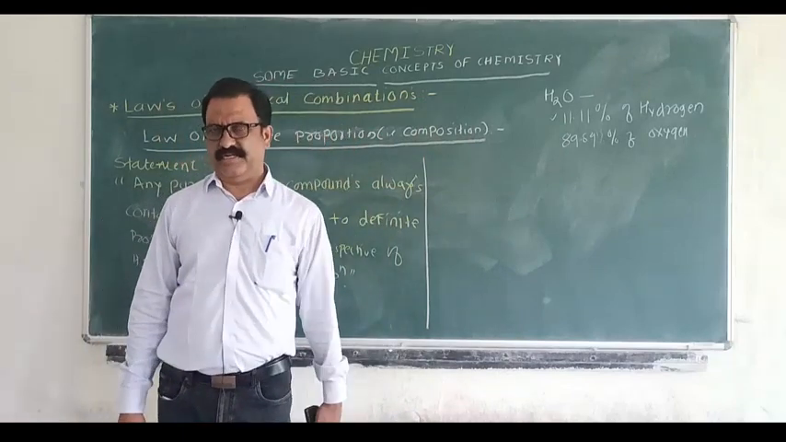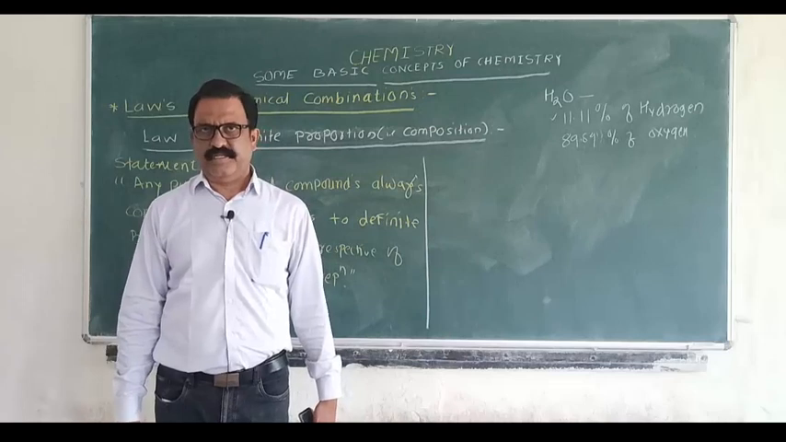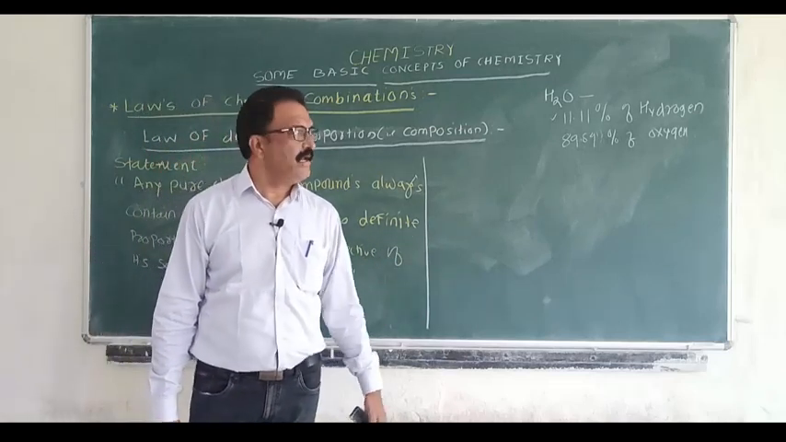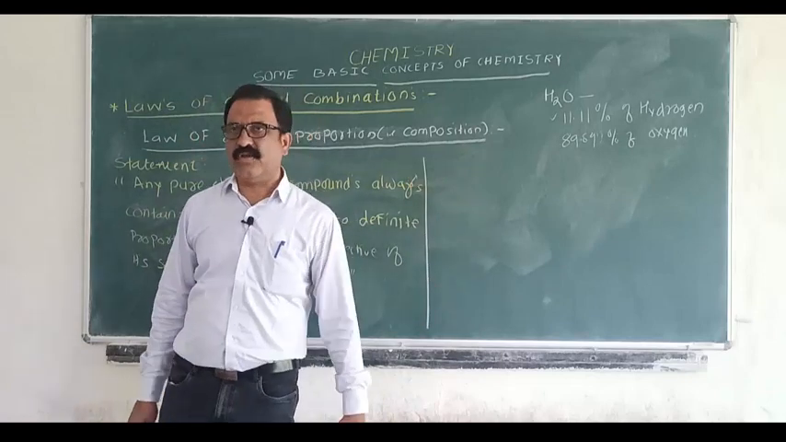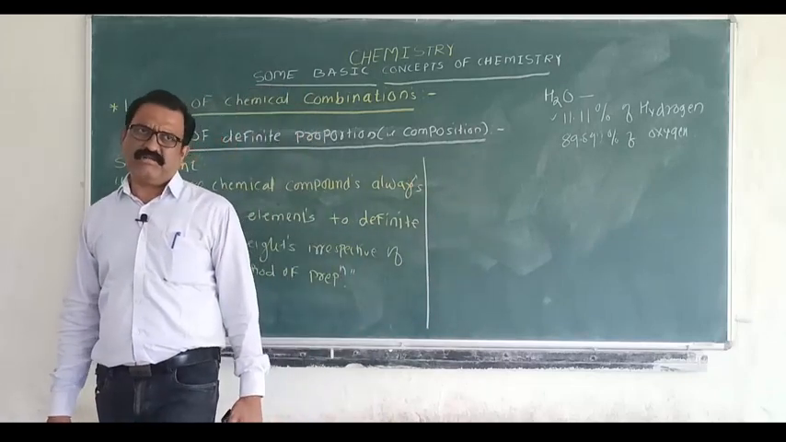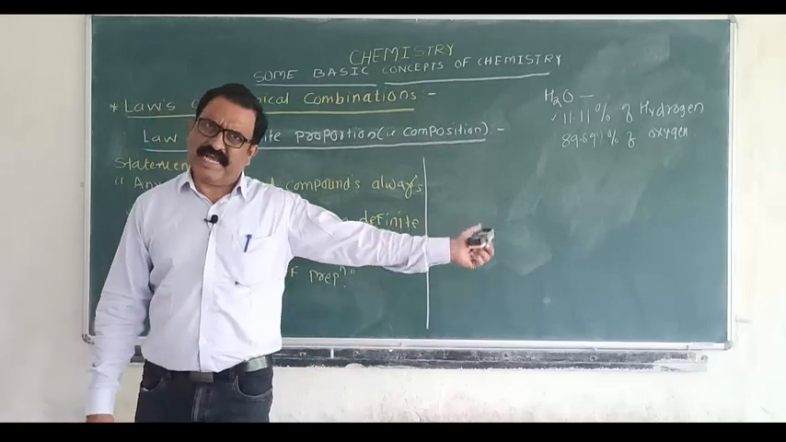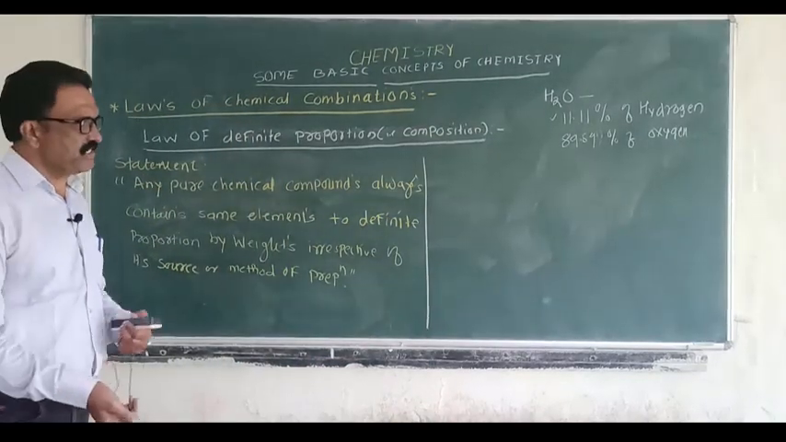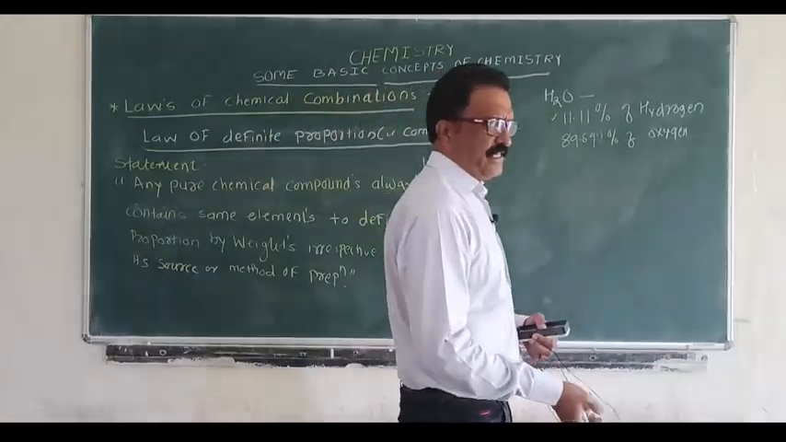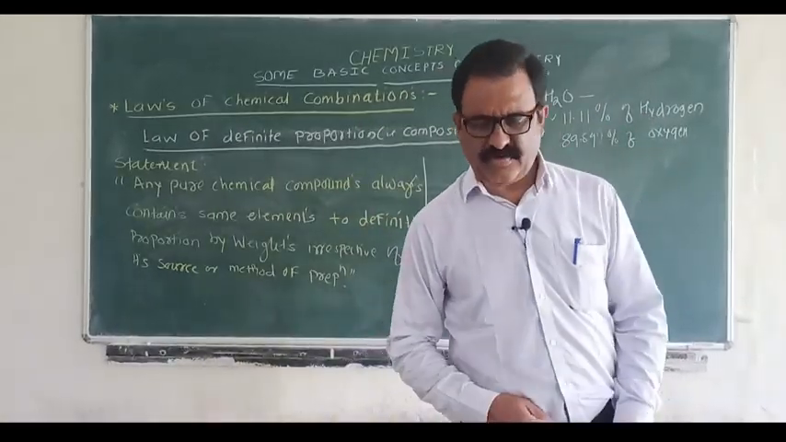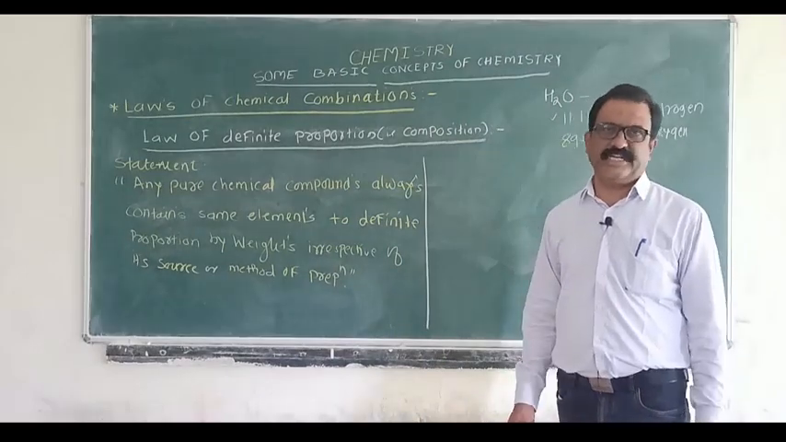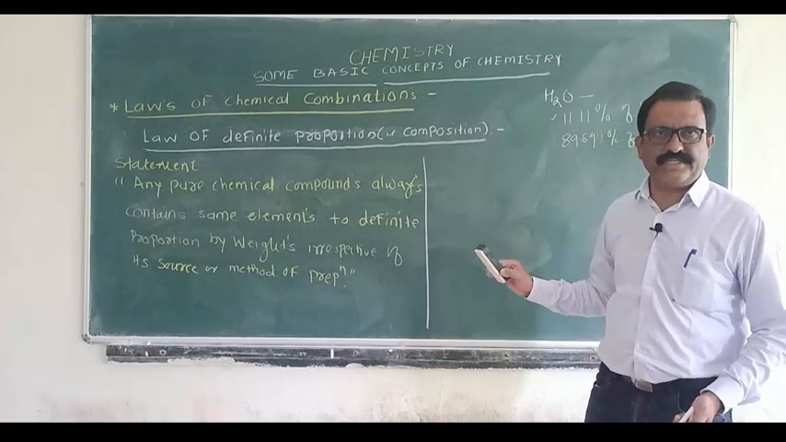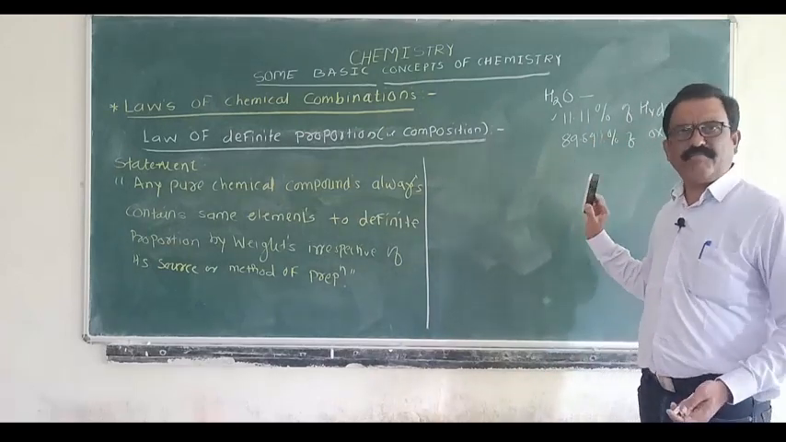In ammonia, the weight percentage of hydrogen is 70 point something, and the percentage by weight of nitrogen is 100 minus that. You can calculate the fixed percentage by weight of hydrogen and the fixed percentage by weight of nitrogen combined together to form an ammonia molecule.